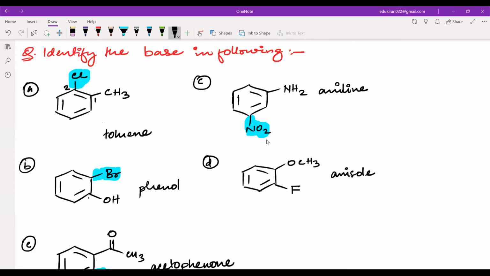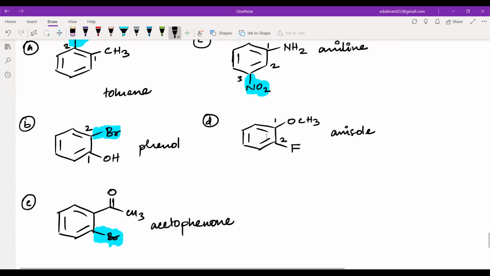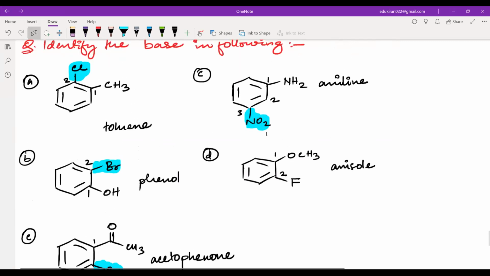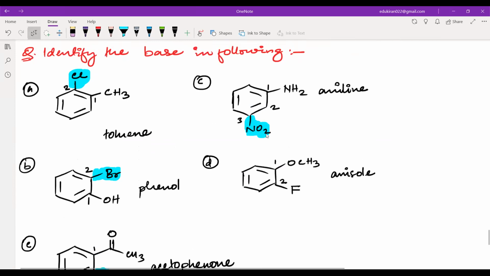Here also, the carbon containing OH will be 1, and the Br will be 2. Similarly, in the NH2 one, this will be 1, 2, and the nitro will be in the third position. Here in anisole, OCH3 will be 1, and the fluorine will be 2. In acetophenone also, this carbon atom will be 1, and this will be 2. Now, this is the base, and you just need to tell that there is chlorine present on the second carbon. So you write 2-chlorotoluene. In this case, you will write 3-nitroaniline. Okay.